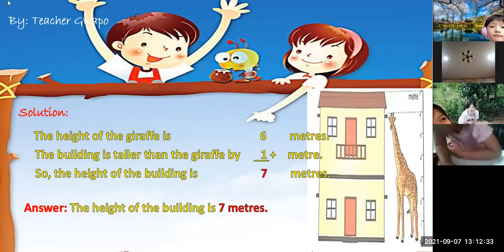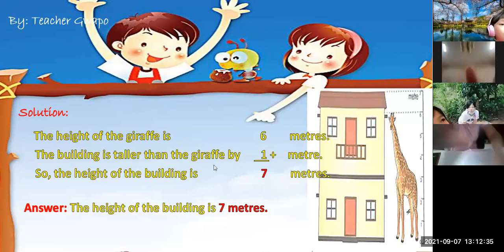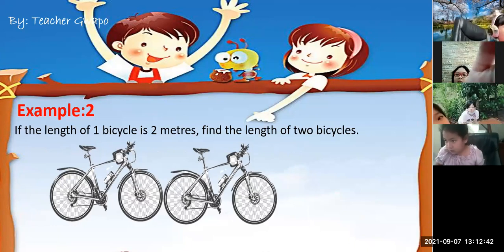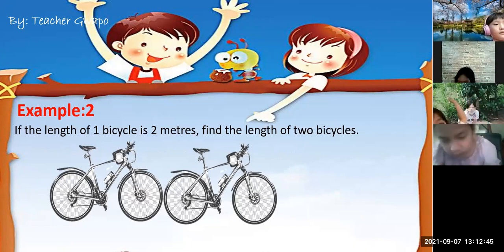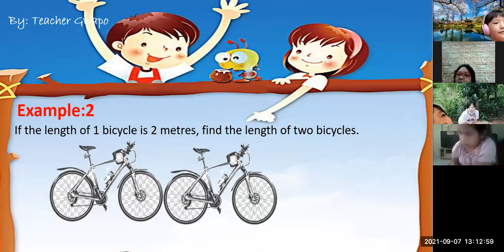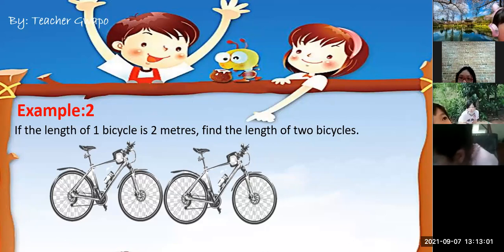Okay. Now, another example here. We will use the example that you have there in your book. Page 42. Now open your book on page 42. You can see there the bicycle. So who can read the problem? So John, can you read it for us? Okay, I can read. Thank you. Page 42. If the length of one bicycle is 2 meters, find the length of 2 bicycles.